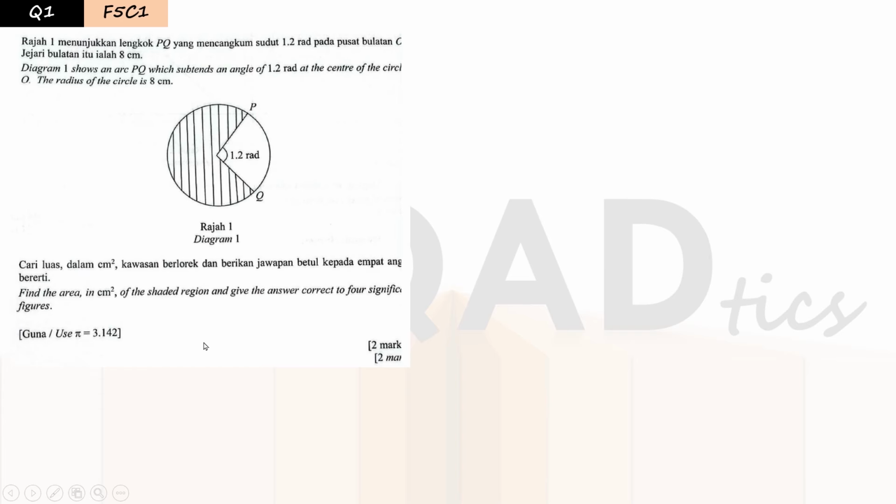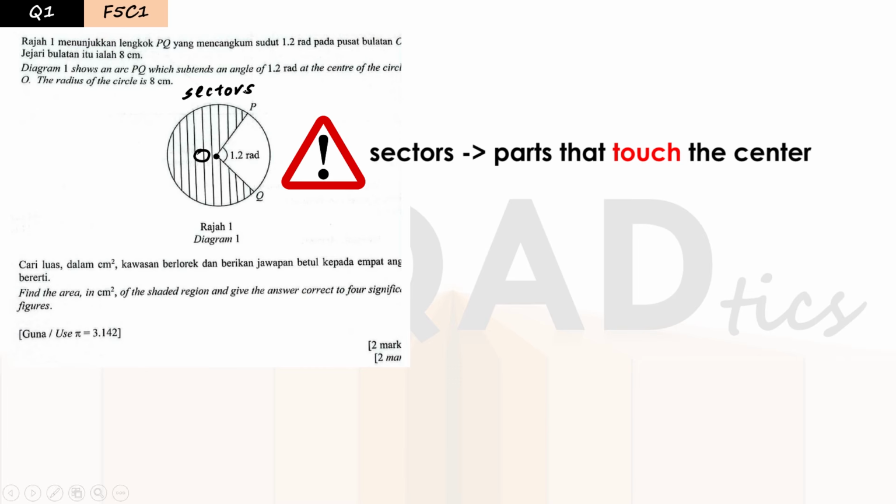The first question in this paper comes from circular measure, and in this diagram we have a circle that is split into 2 parts. If you see these 2 parts, they are actually touching the center of the circle, which is O. Since they touch the center of the circle, these 2 parts are also called the sectors of the circle, because they touch the center.